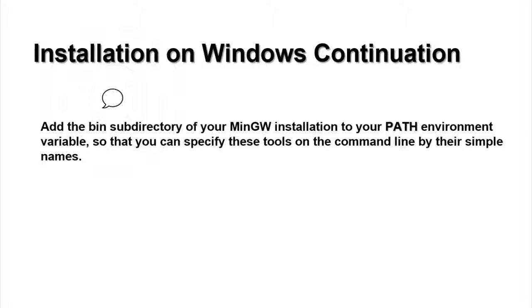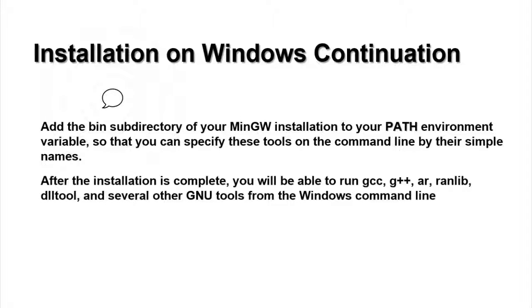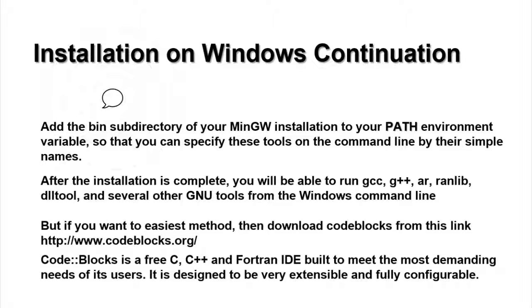Add the bin subdirectory of your MinGW installation to your PATH environment variable, so that you can specify these tools on the command line by their simple names. After the installation is complete, you will be able to run gcc, g++, ar, ranlib, dlltool, and several other GNU tools from the Windows command line.